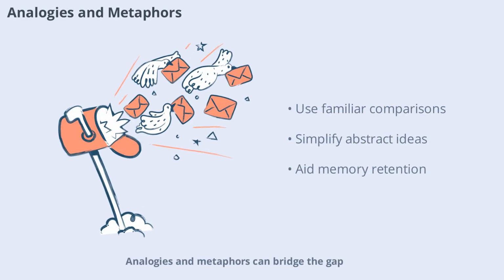Analogies and metaphors can bridge the gap between unfamiliar fintech concepts and everyday experiences. For example, you might compare blockchain to a digital ledger or describe an API as a waiter taking orders in a restaurant. These comparisons make abstract ideas easier to grasp and remember.